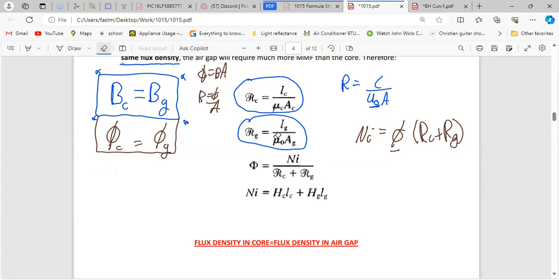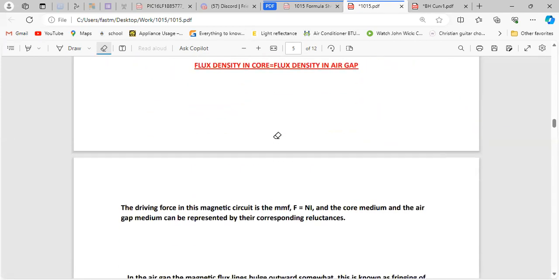Well, I already showed you this one with the sum of the intensities. So it all depends on what the question gives you. That is what all this will depend on. Once you know where you're going, you can pull it apart, right? And I already told you, flux in the core is the flux in the air gap, right?